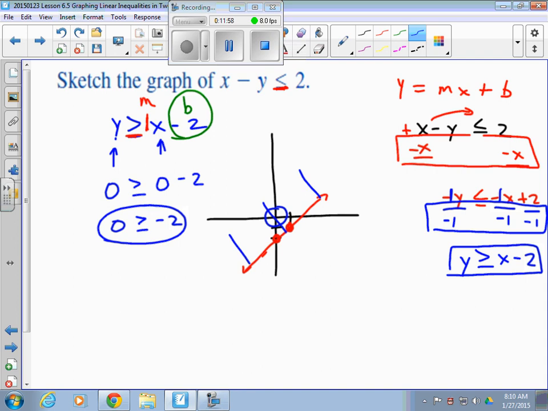Again, if your line is going down the other way, that means you forgot to change your slope when you divided a negative by a negative to make it positive. If your line has dashes in it, you didn't realize that it said or equal to. And if you're shading the opposite way, make sure that you plugged in 0, 0 and got a true statement to shade towards 0, 0.